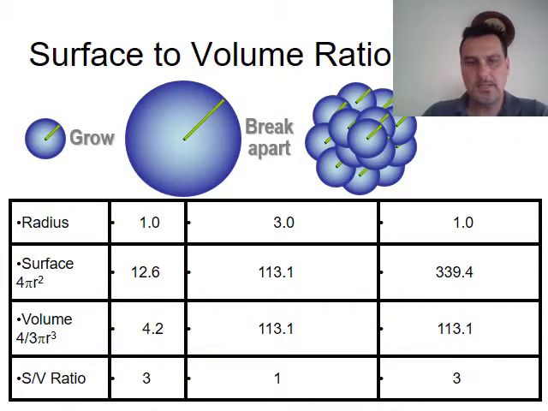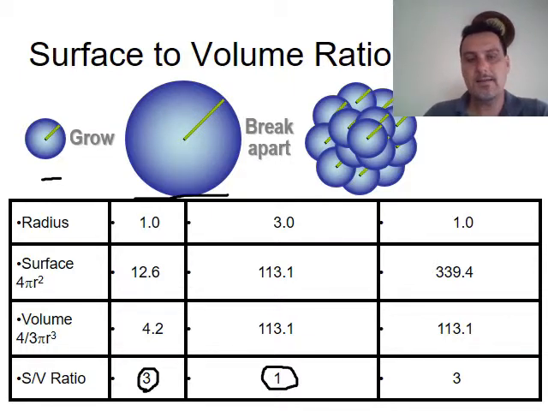Let's have a bit of a look at this again, but this time we'll have a look at it in terms of something a bit more like a cell, a sphere. So on our left hand side here we have a small cell which begins to grow until it gets to a radius of 3 times its original size. And so what happens here is that if you compare the surface area to volume ratio, we can see down here the small cell has a surface area to volume ratio of 3, but the bigger cell has a surface area to volume ratio only of 1.